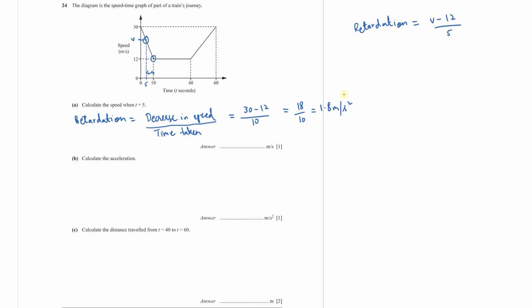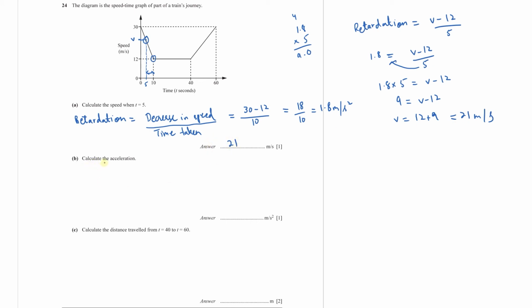So 5. And you know that retardation is 1.8. So 1.8 equals v minus 12 over 5. So if I take the 5 to the other side to cross multiply with this 1.8, I get 1.8 into 5 equals v minus 12. 1.8 times 5 would be, let's quickly calculate it: 1.8 times 5 is 9.0. So 9 equals v minus 12, and your v will be 12 plus 9, which equals 21 meters per second. So your answer here will be 21.